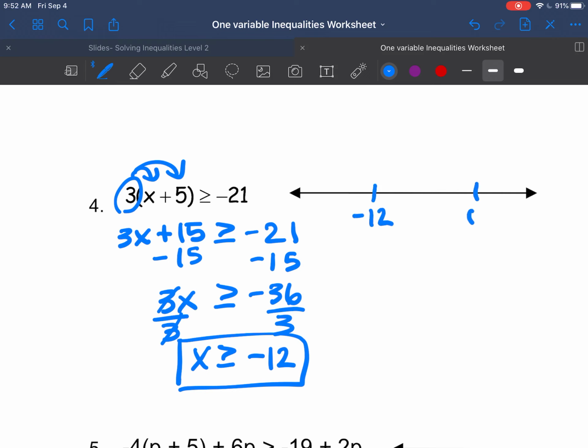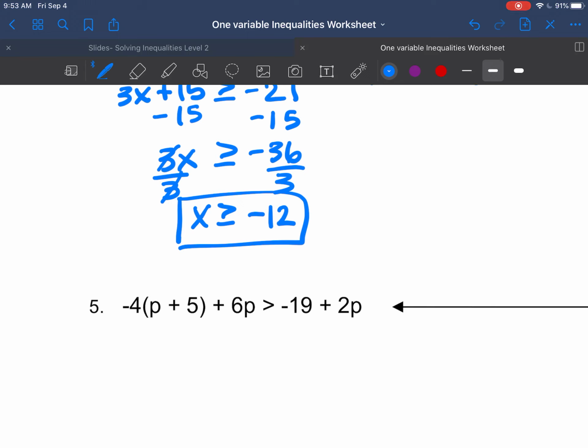Negative 12 would be here. 0 would be way over there. We're going to put a closed circle, and since it says greater than, we shade towards the 0 and towards positive infinity.